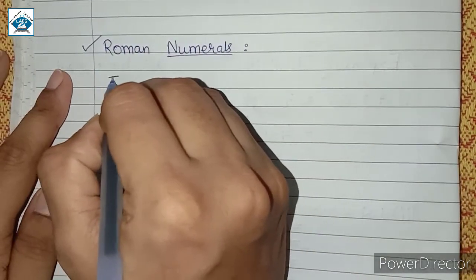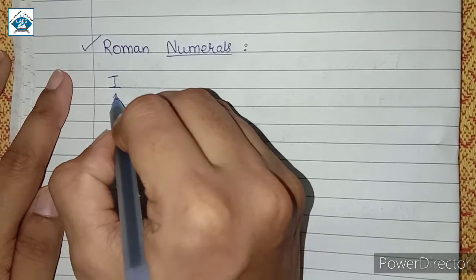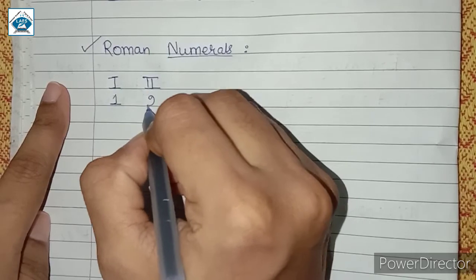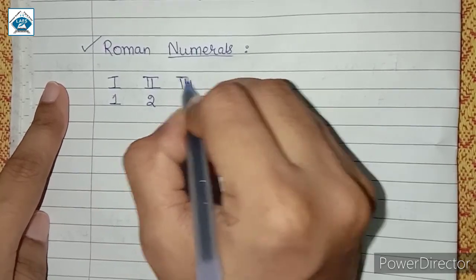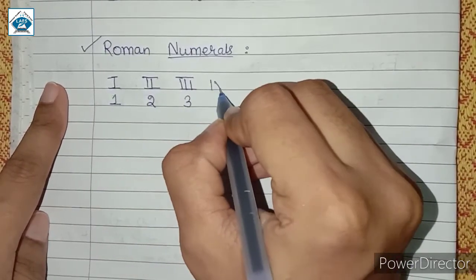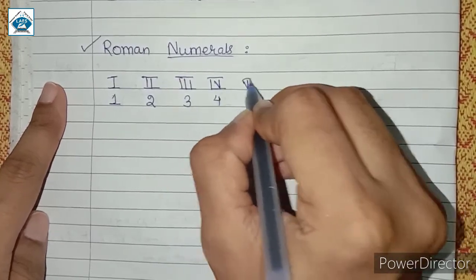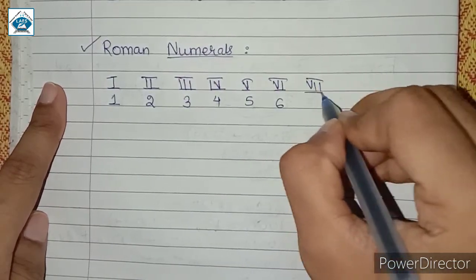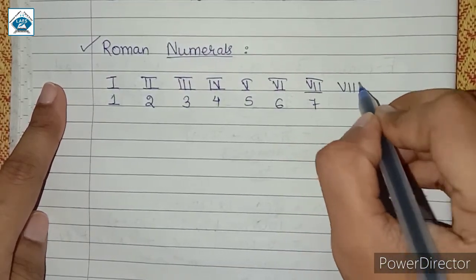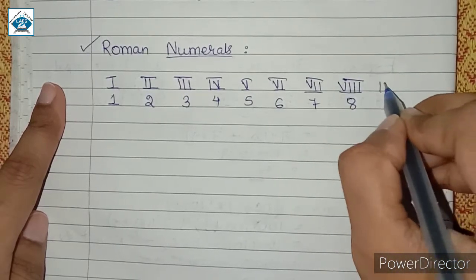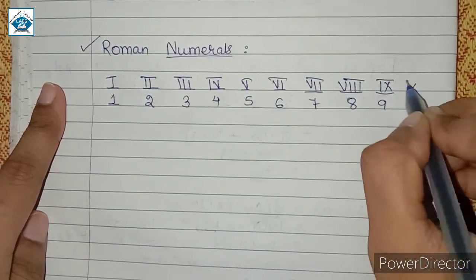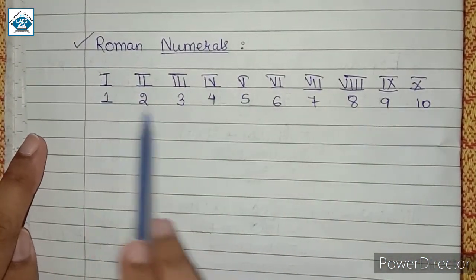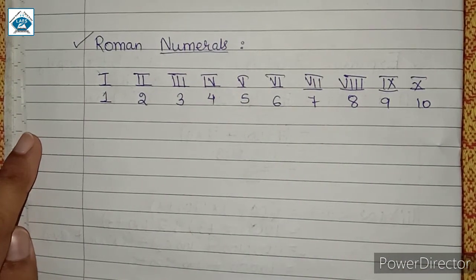Here I is used for representing 1, II is used for representing 2, III is used for representing 3, IV represents 4, V represents 5, VI represents 6, VII represents 7, VIII represents 8, IX represents 9 and X represents 10. So these are the Roman numerals of our regular number systems or regular numerals.